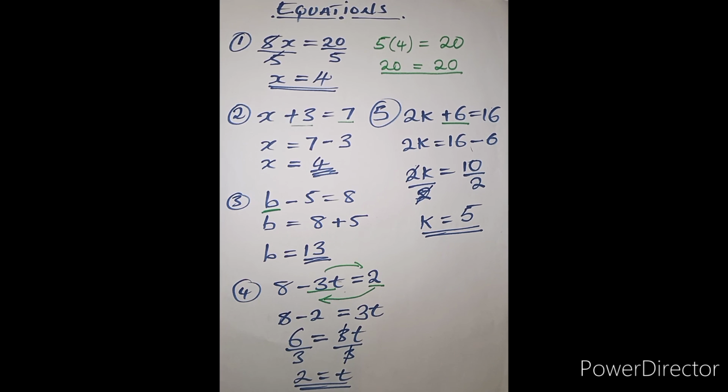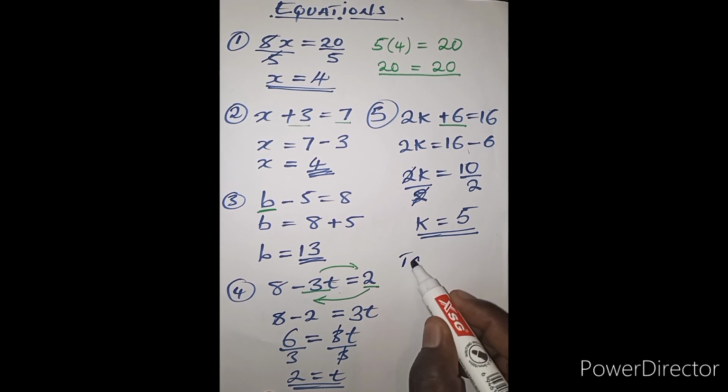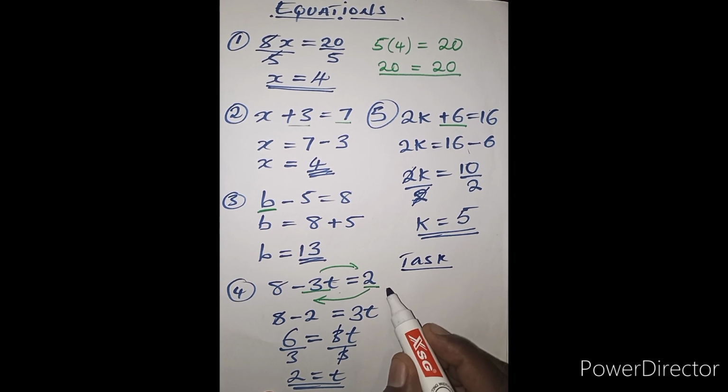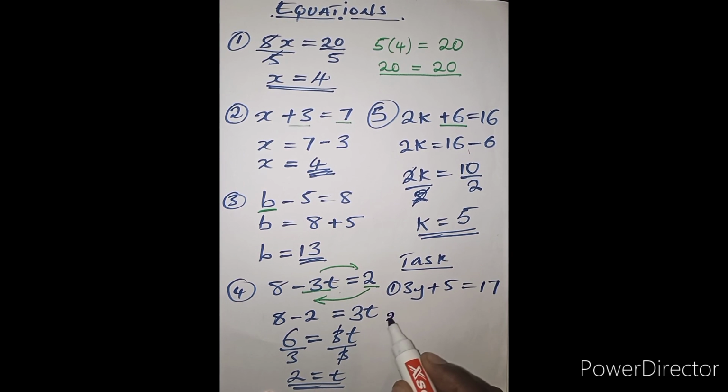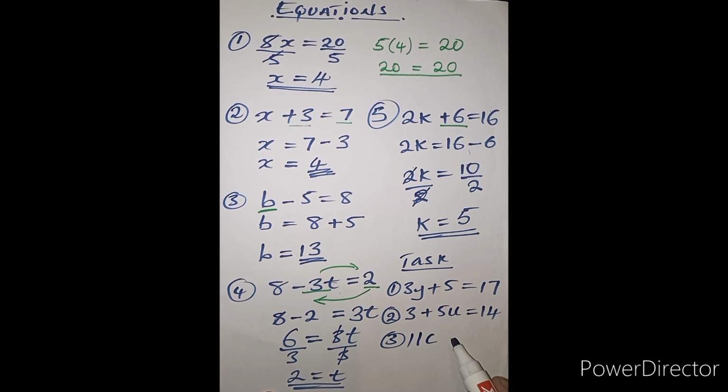To check if you have understood what we were discussing, try to work out the following questions. Feel free to put your answers in the comment section below, and I will be able to check them to see if you have done it correctly. Question 2: 3 plus 5u equals 14, and question 3 we have there: 11c plus 1 equals 23.